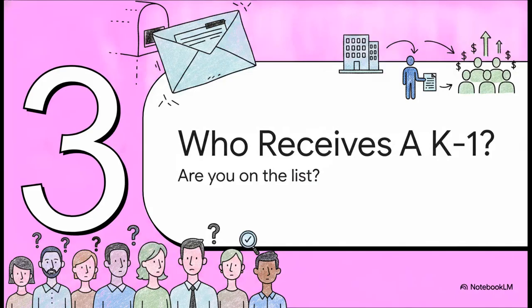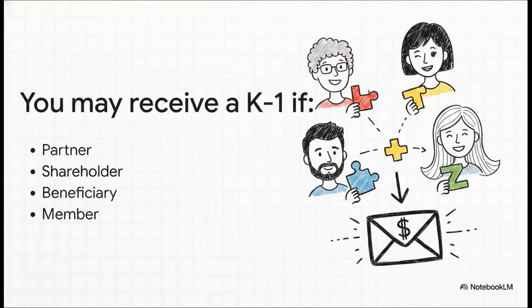Which brings us to Section 3, who receives a K-1. Let's find out if you should be expecting one in your mailbox. You are legally required to use the K-1 on your personal tax return if you hold a specific role in these pass-through entities. That means being a partner in a partnership, a shareholder in an S-corp, a beneficiary of a trust or estate, or a member of certain LLCs that are taxed as partnerships. If you wear literally any of these hats, the entity is legally required to send you this form.